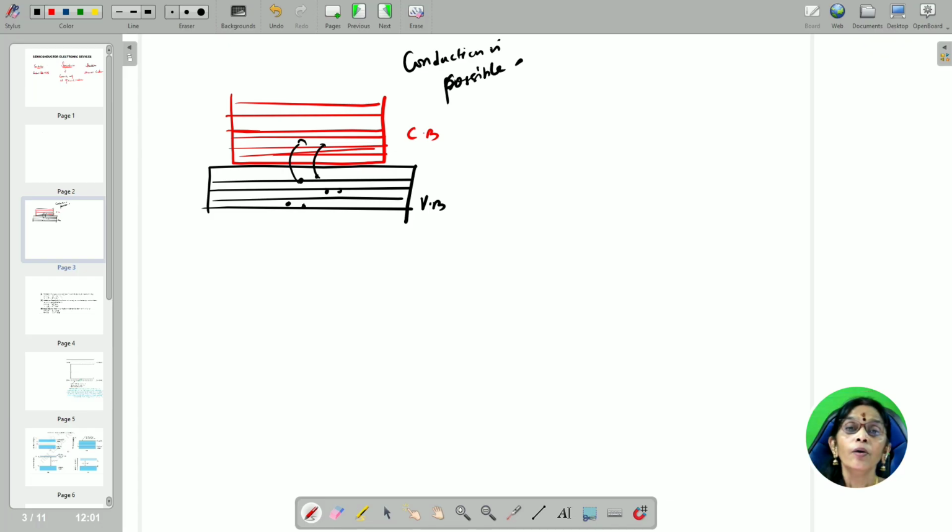So, when is conduction possible? In a conductor, conduction is possible. That means, in a conductor, the valence band energy levels overlap with the conduction band. Therefore, conduction is possible only if the electrons jump to the higher level, that is, jump to the conduction band. That is what happens in the case of a conductor. Why? Because both of them overlap, the valence band and the conduction band.